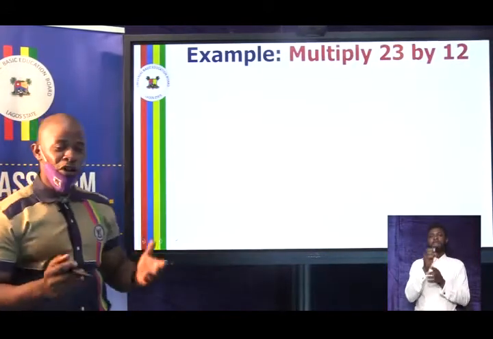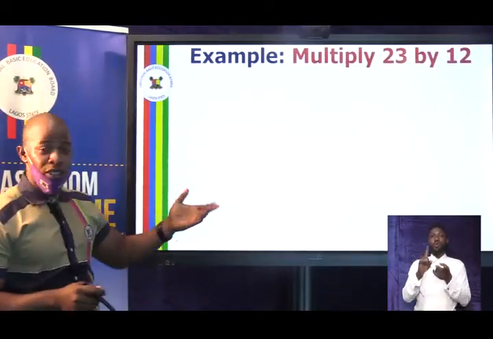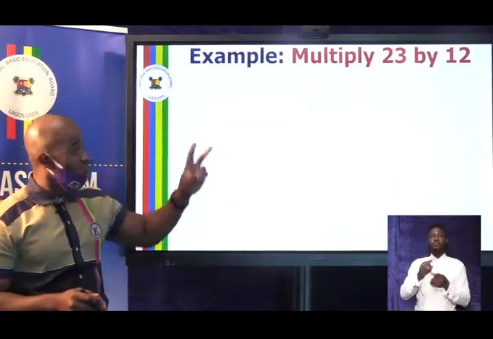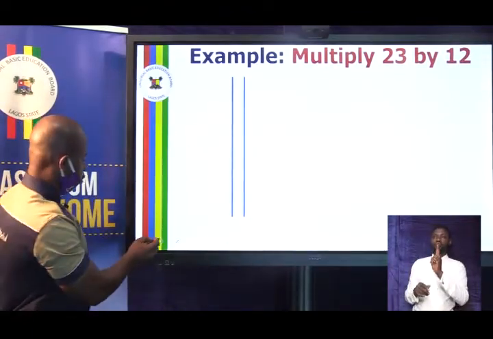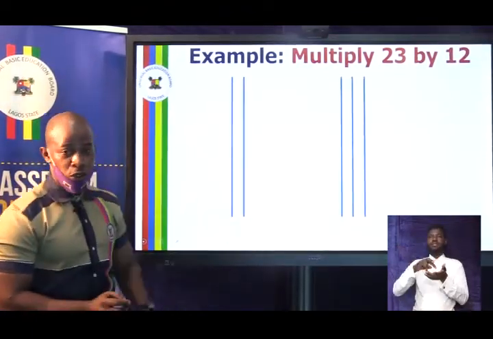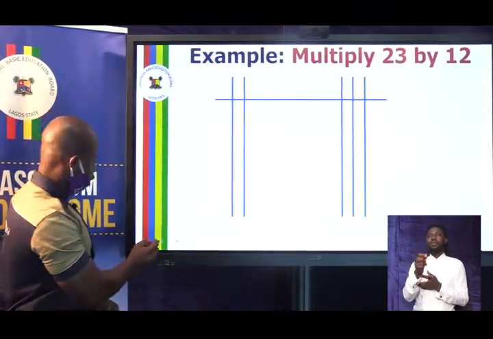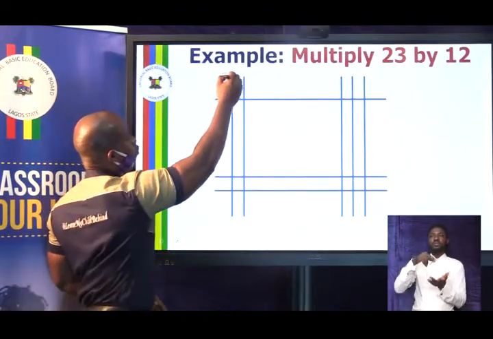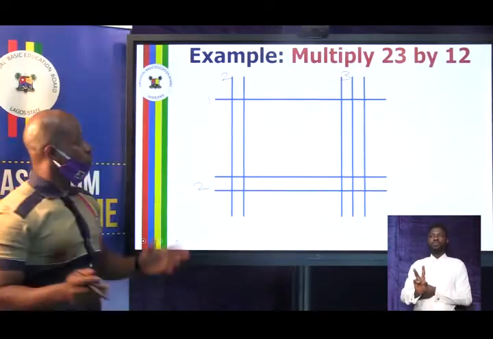Example says multiply 23 by 12. And so what we're going to do is draw 2 lines to represent 2, and 3 lines to represent 3, like this. 2, then 3, and that stands for 23. Now I'm going to draw 1, and then another 2 lines below. So this is 1 and this is 2. So this represents 2, 3, 1, and 2, like that.